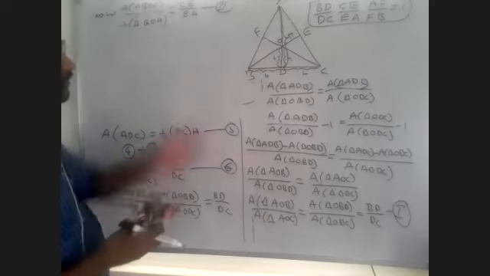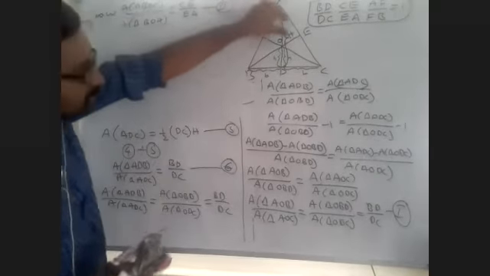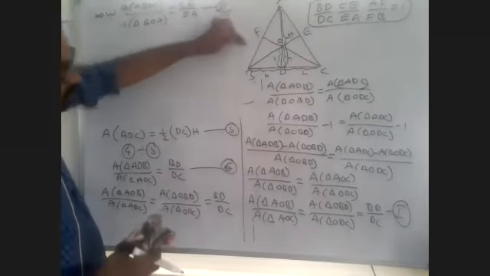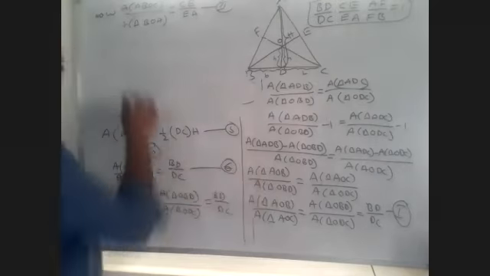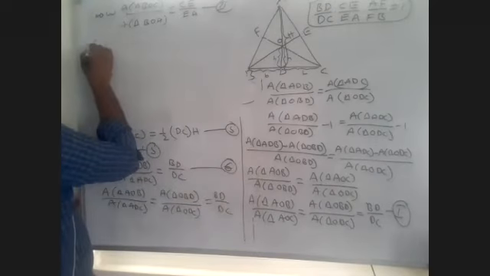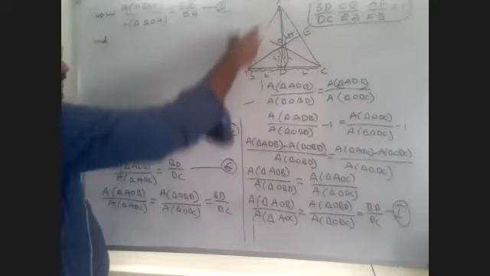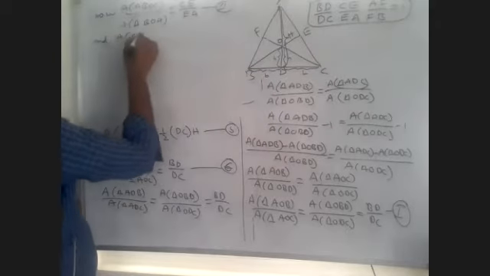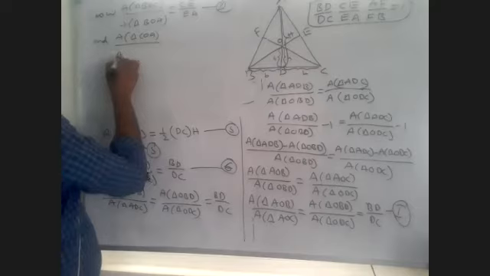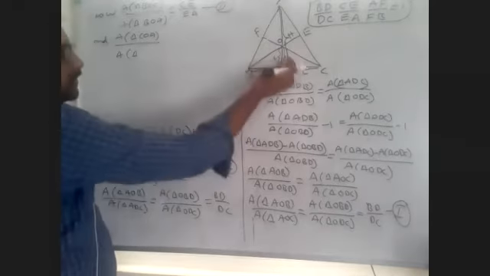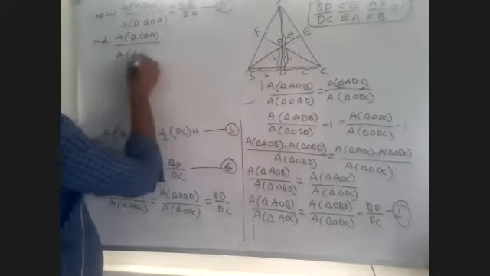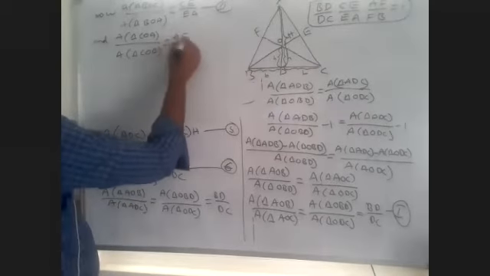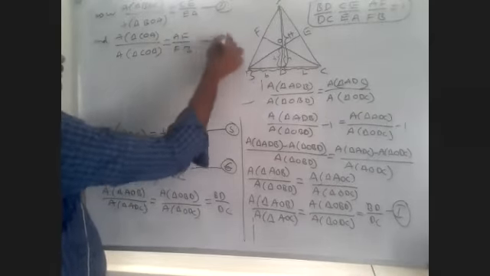Next, when you are taking this as the base, you will get this triangle area by this triangle area equal to AF by FB. Same like this one. When we are taking this as the base, area of triangle COA by area of triangle COB is equal to AF by FB. Take as Roman number 3.